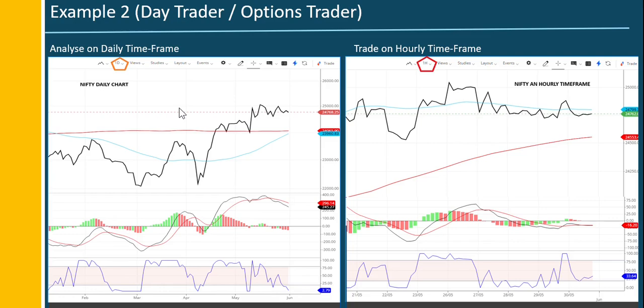So for options traders, if you try to do analysis on daily, try to understand where the momentum of price is going, and on hourly time frames, which gives you about six candlesticks during a day, based on MACD, stochastic, as well as price momentum, try to buy and sell your calls and puts.